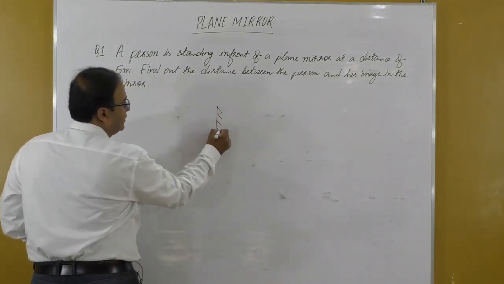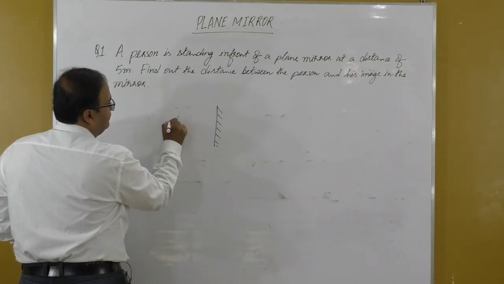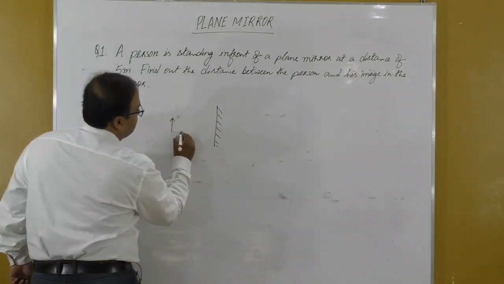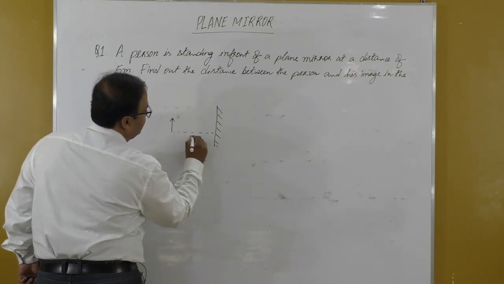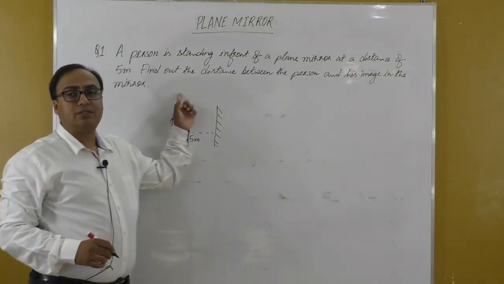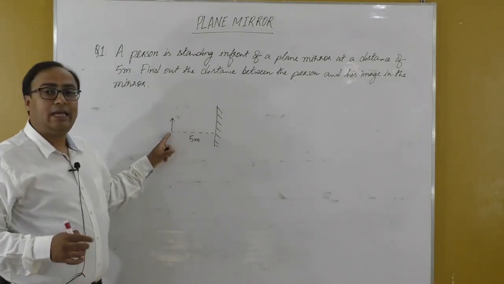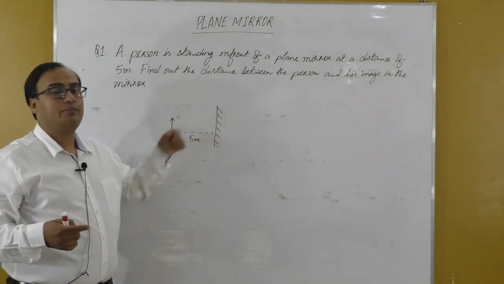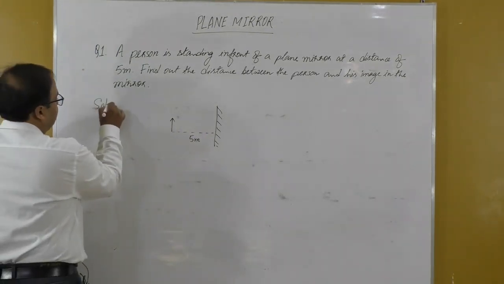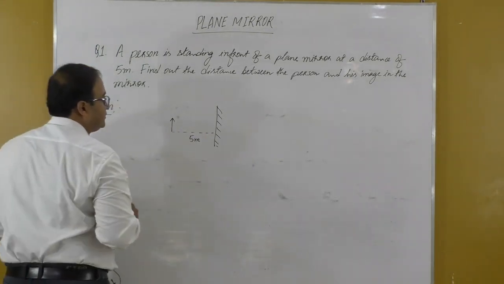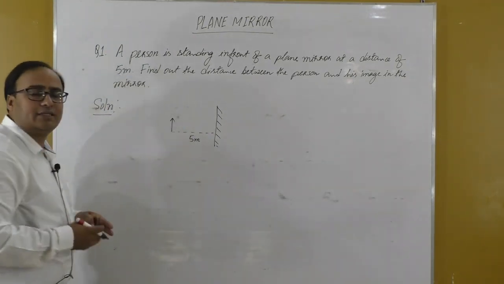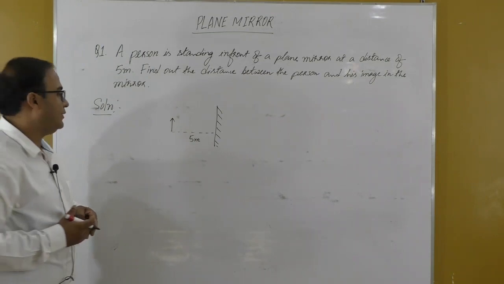This is a plane mirror and a person is standing in front of the mirror at a distance of 5 meters. And you are asked to find out the distance between the person and his image that will be formed by the plane mirror. So if we discuss the solution of this question, the person is standing here and we know the characteristics of the image formed by a plane mirror.